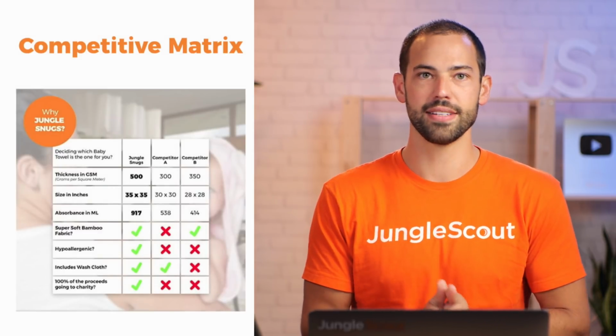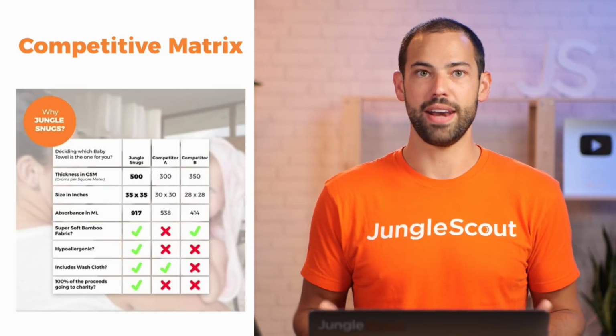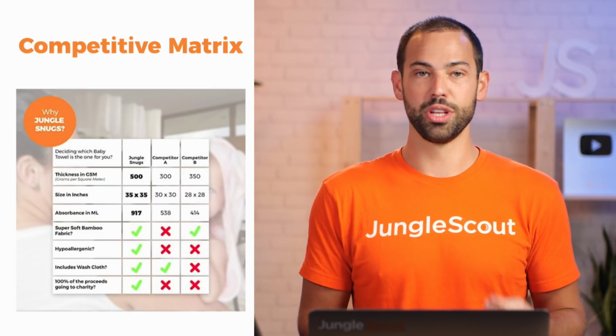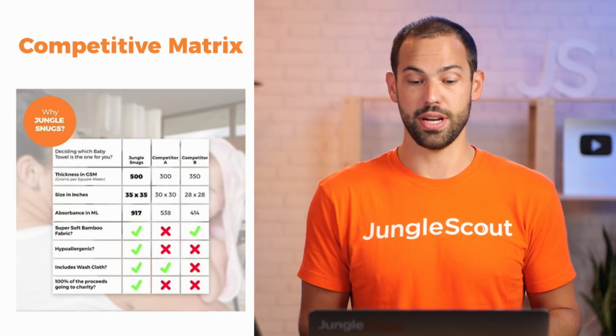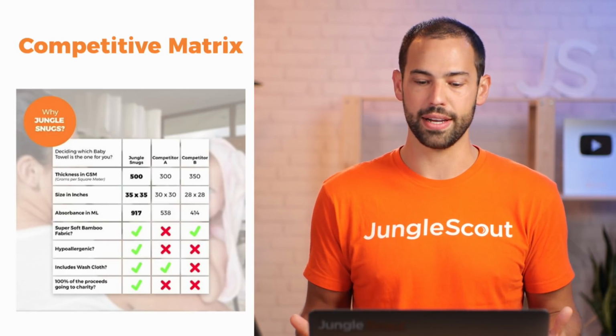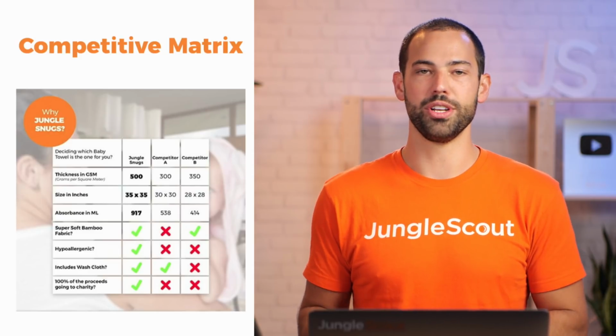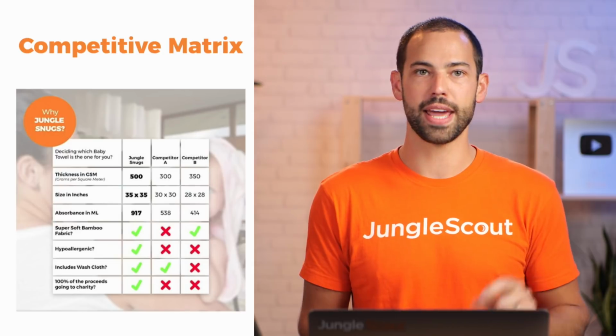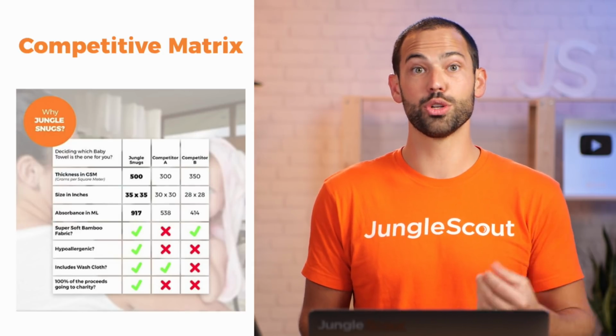Another thing we tested and ultimately added was a competitive matrix. You've probably seen these on some listings before, but I was really surprised to see how much adding this one image increased the conversion rate for our product. Ultimately, what you want to do here is find out the characteristics that shoppers care about most for your style of product.